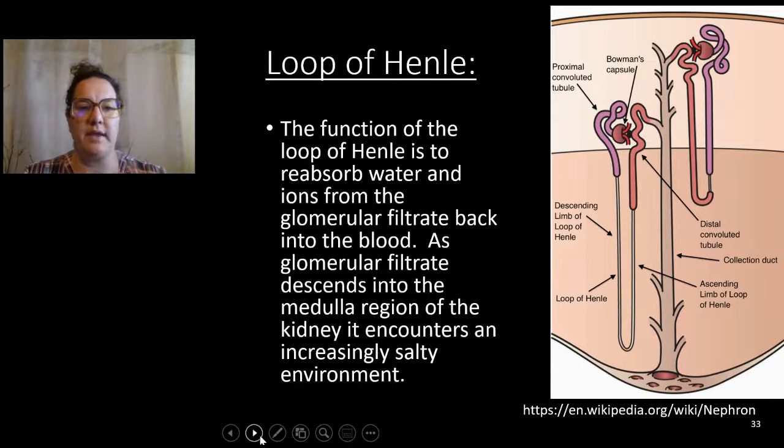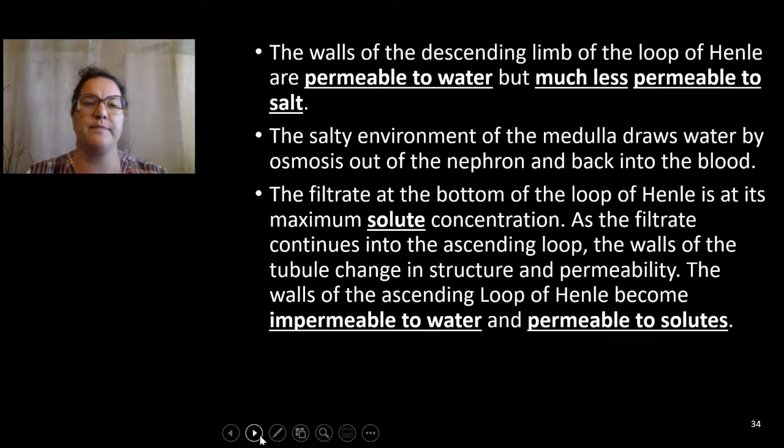Now, when we're looking at the loop of Henle, the main function of the loop of Henle is to reabsorb water and ions from the glomerular filtrate back into the blood. So as it descends into the renal medulla, the medulla region of the kidney, it encounters an increasingly salty environment, which allows water to move over by osmosis. So because the walls of the descending loop of Henle are permeable to water, but much less permeable to salt, the salty environment of the medulla is going to draw out water by osmosis back into the blood.